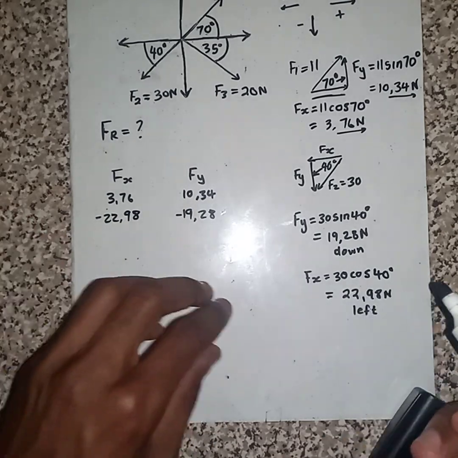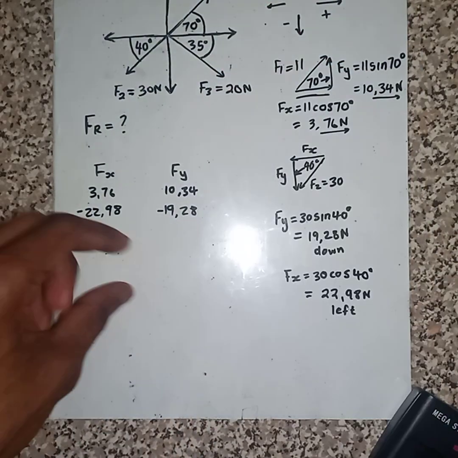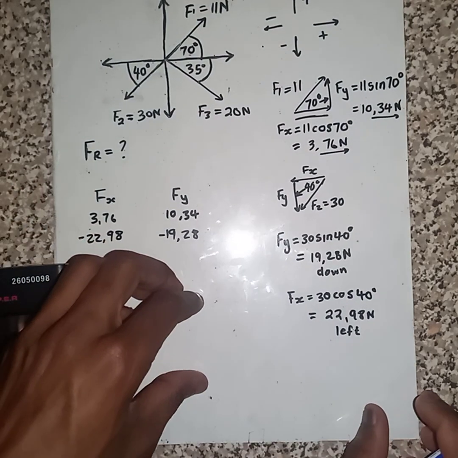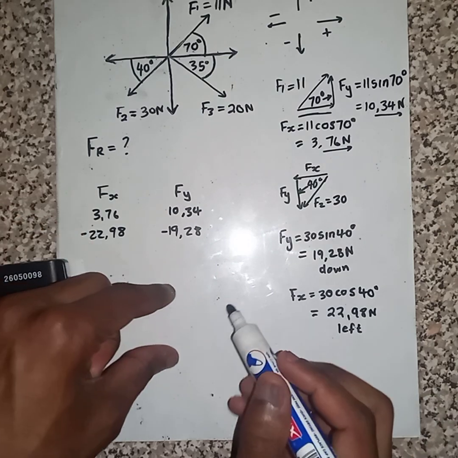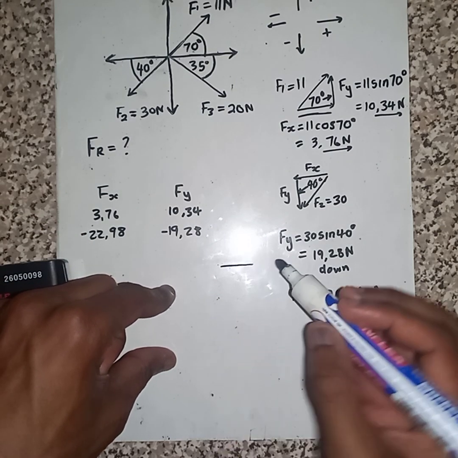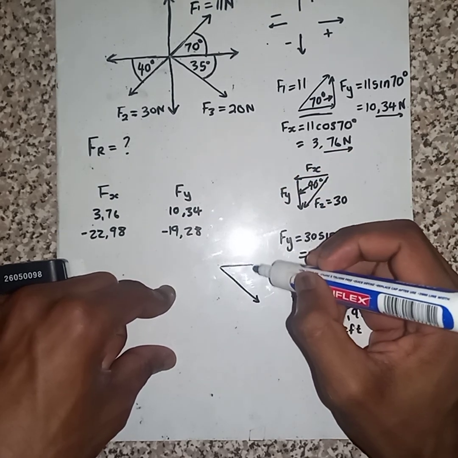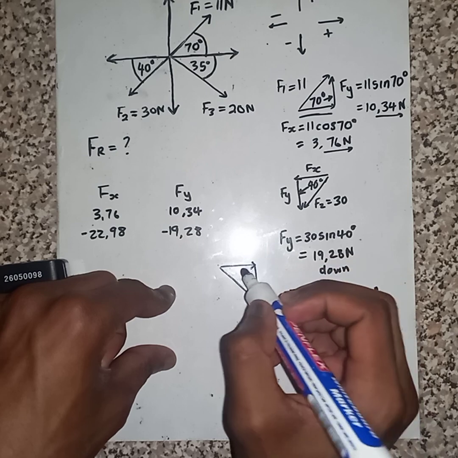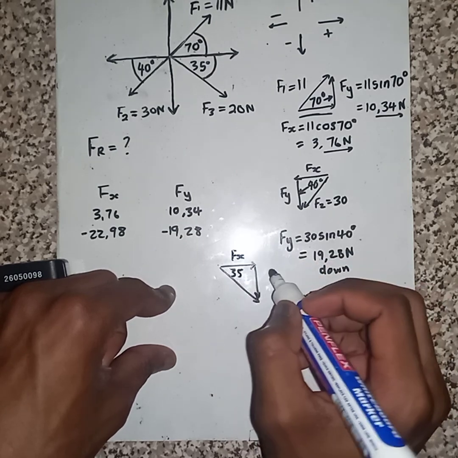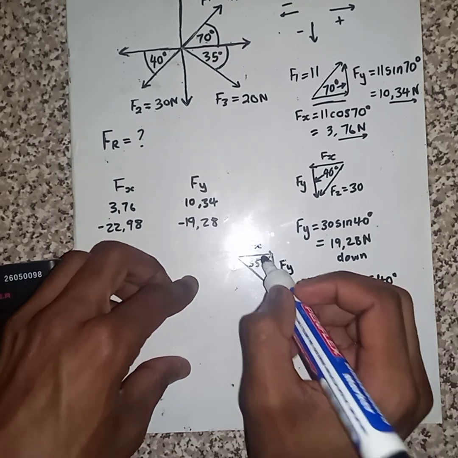This side, to the left, is going to be negative 22.98. Lastly now, let us focus on F3. For F3, we have a diagram which is like this. We have 35 degrees. We have Fx over here and also Fy there. Let us do the same.